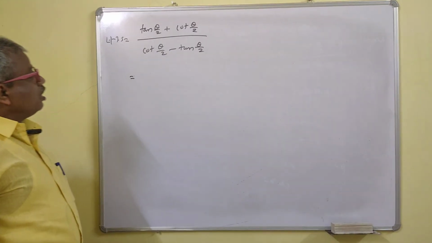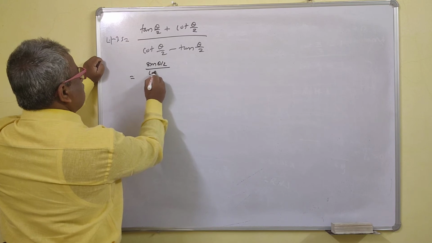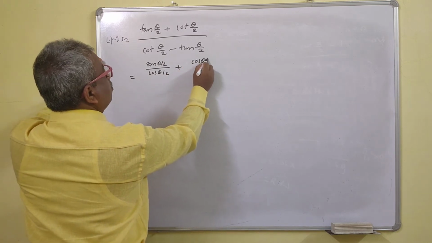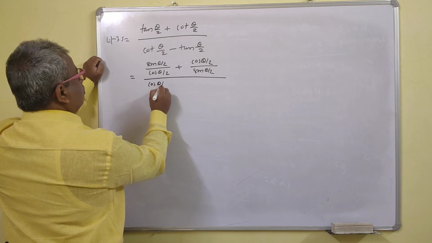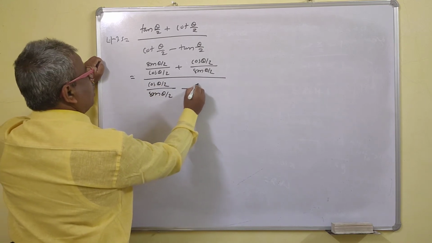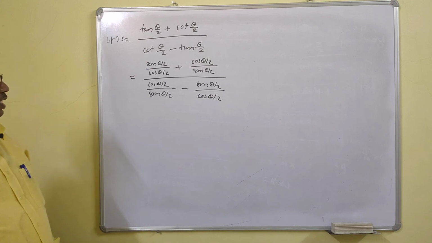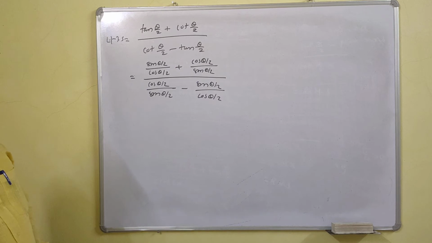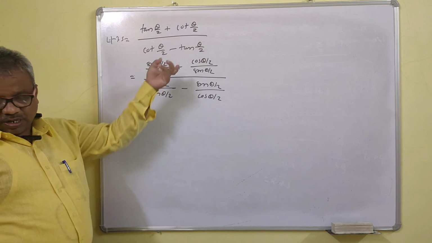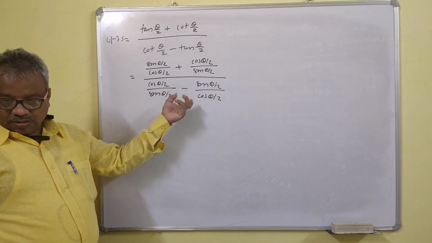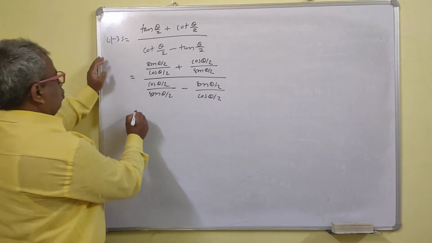So what we'll do? We'll convert this problem in terms of sin and cos now. So (sin θ/2 / cos θ/2 + cos θ/2 / sin θ/2) upon (cos θ/2 / sin θ/2 − sin θ/2 / cos θ/2). The denominator of the numerator and the denominator of the denominator are both the same, so they get cancelled. Only we will write their numerators.